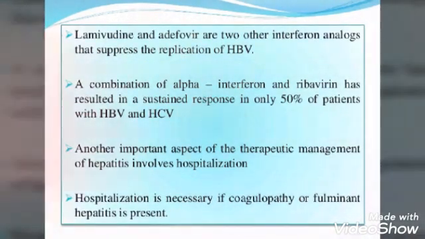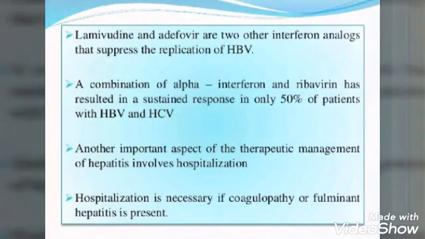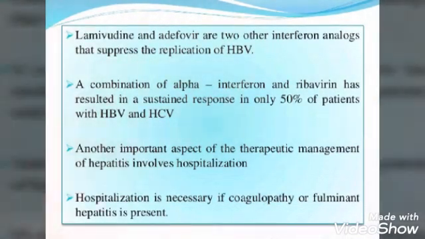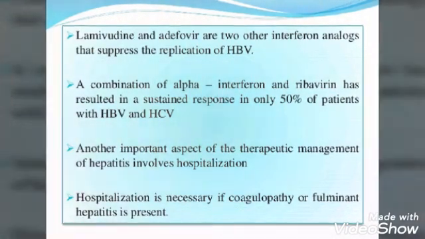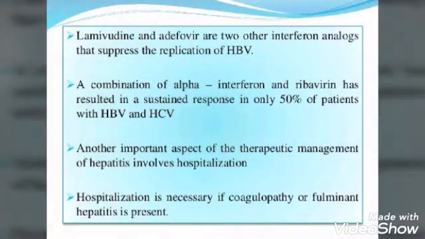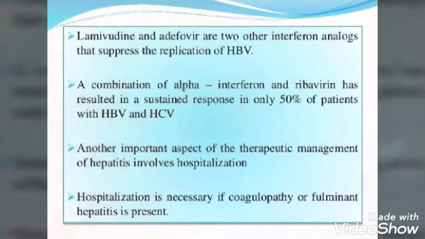Replication of HBV means that when the viruses enter the body, they grow rapidly by dividing from one to two. So we have to try to stop the replication so they cannot grow. For that, lamivudine and adefovir and interferons are given to suppress the replication.